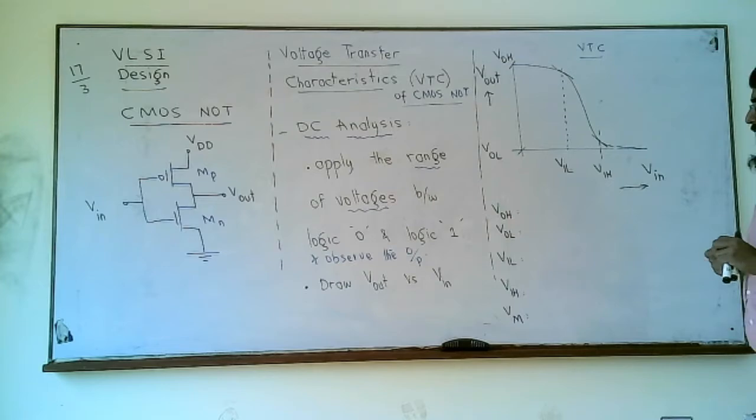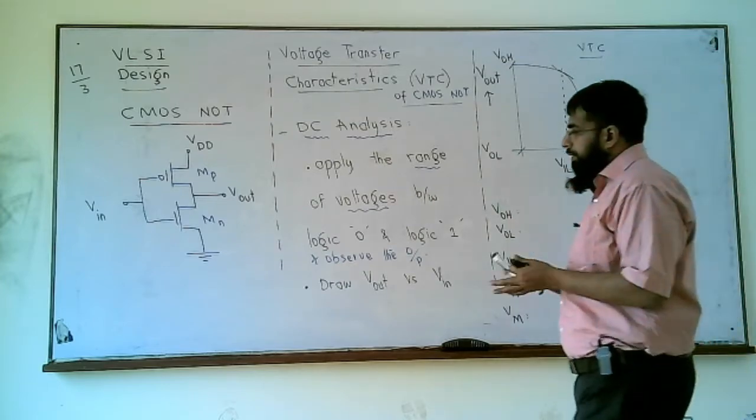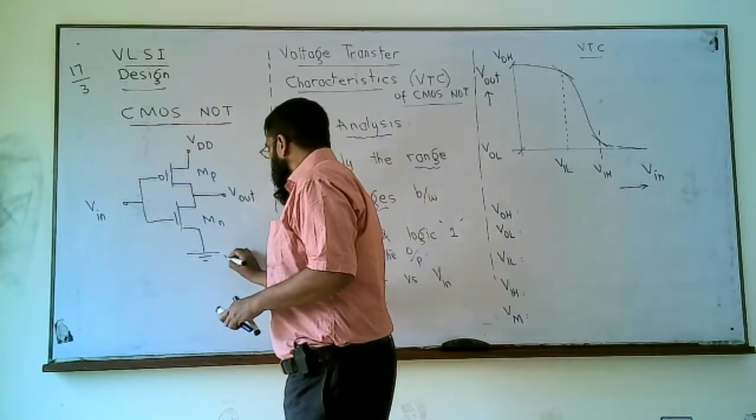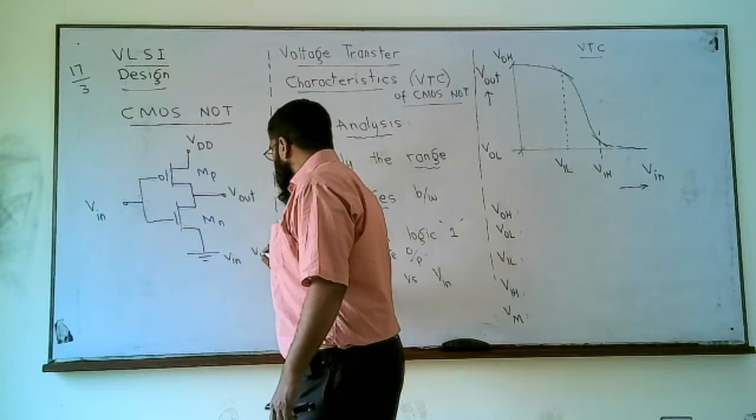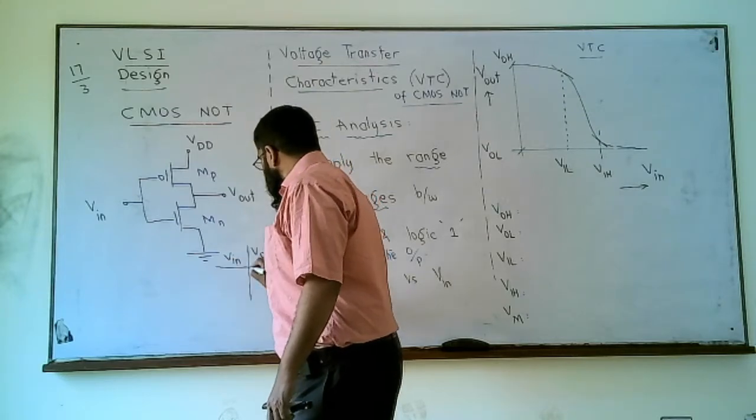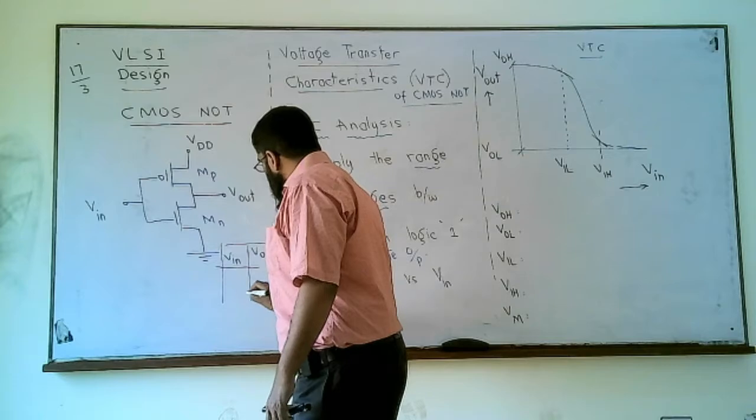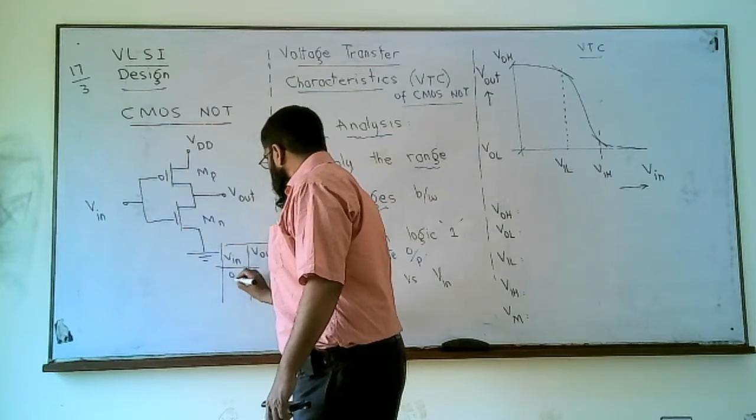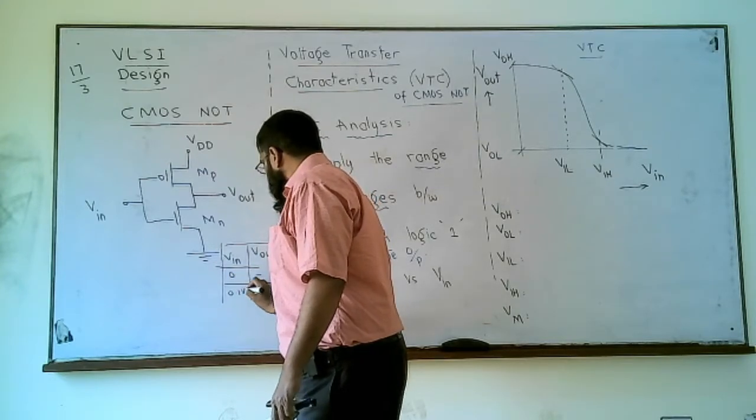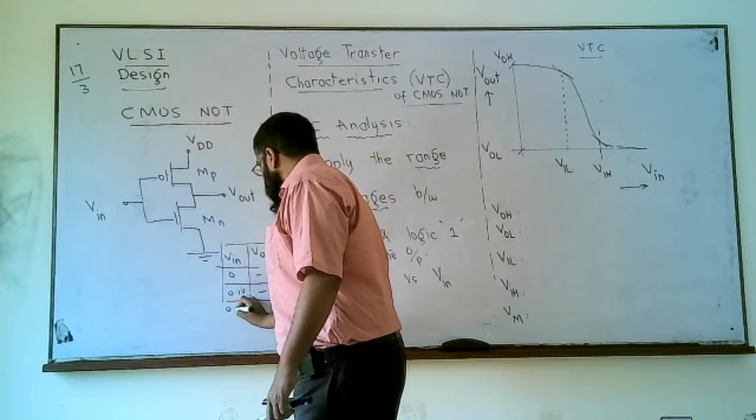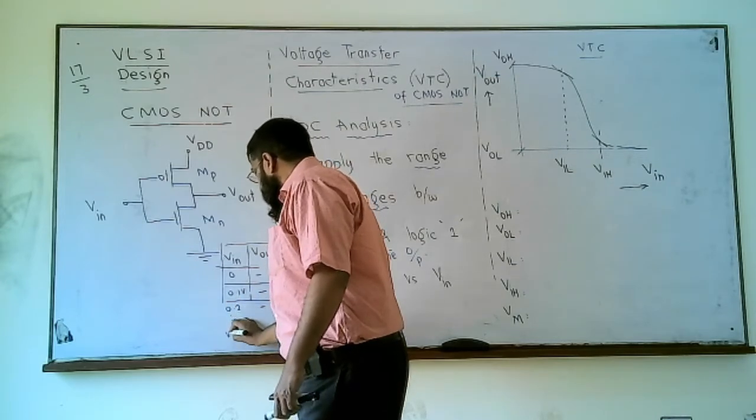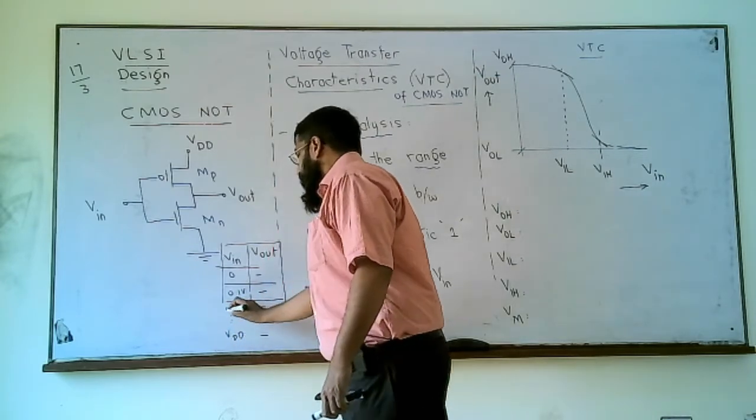And finally, once we have this table filled in, it would look like this. We have V in, V out. We apply 0 volts, we note the output. We apply maybe 0.1 volts, we note the output. Maybe we apply 0.2 volts, we note the output, until we apply VDD and we note the output.